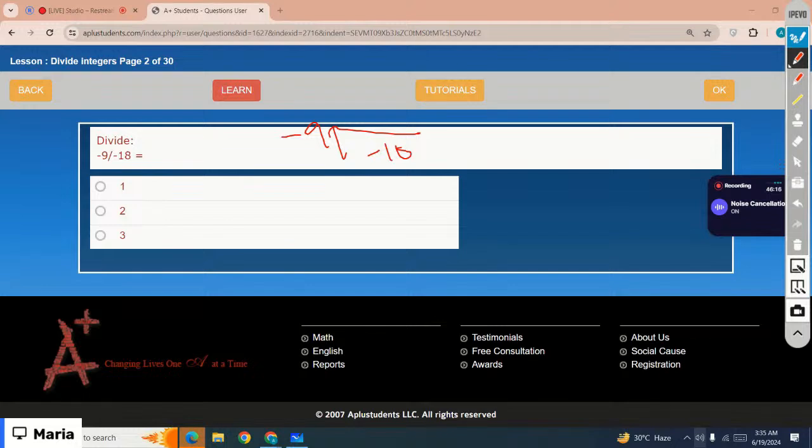So both the numbers are negative. The answer must be positive. Yes, 2 it is. Option number 2 is the correct option. The correct option is 2.